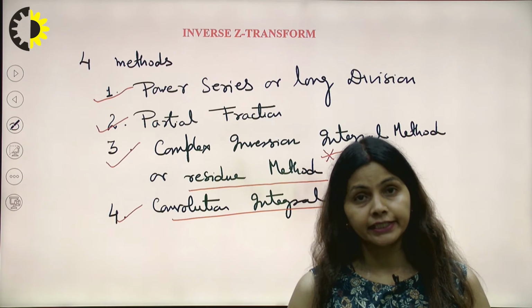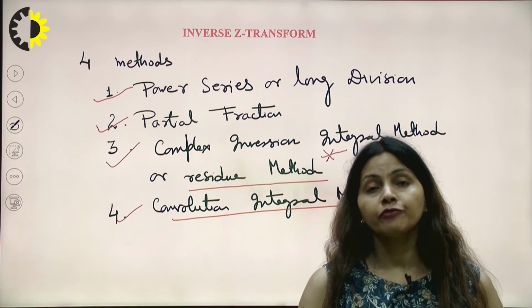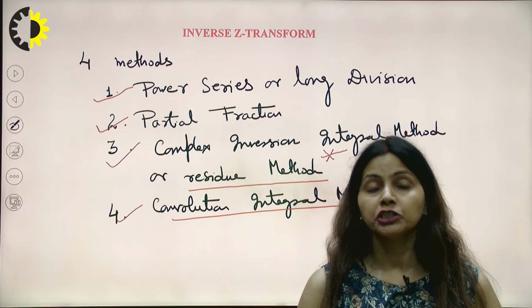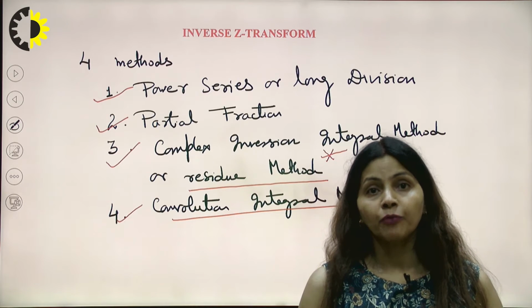The first one is the power series or long division method. Whenever X(z) is given as some sort of numerator upon denominator, we will perform the long division method. This is very important.